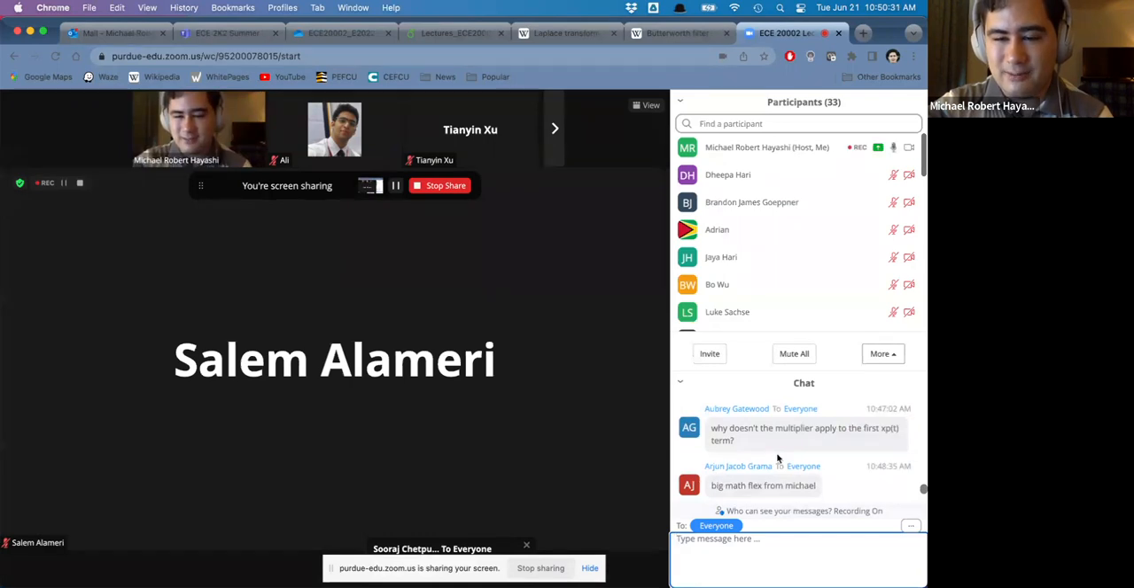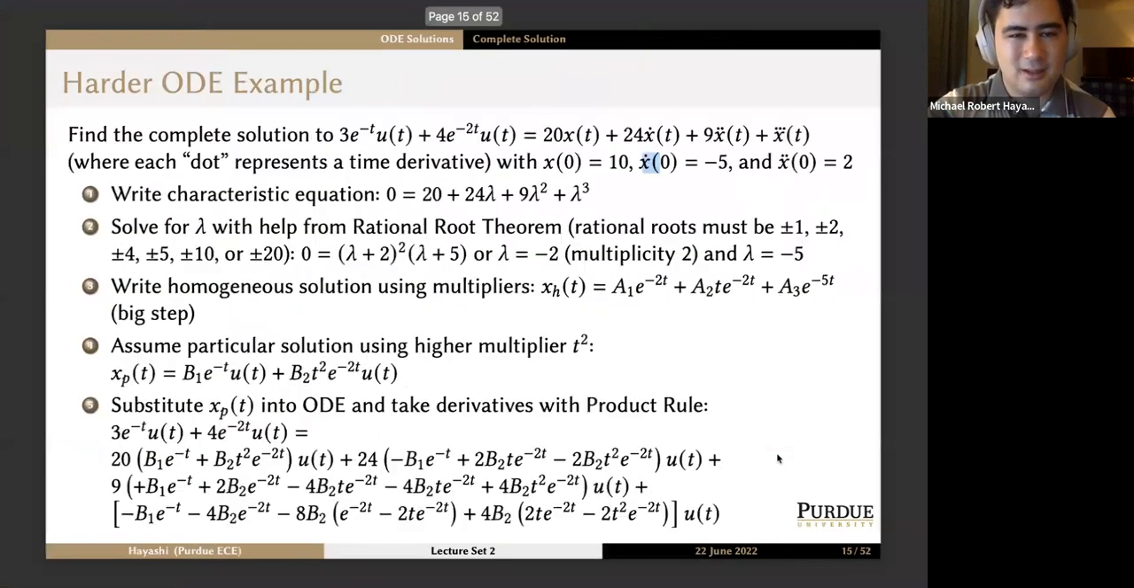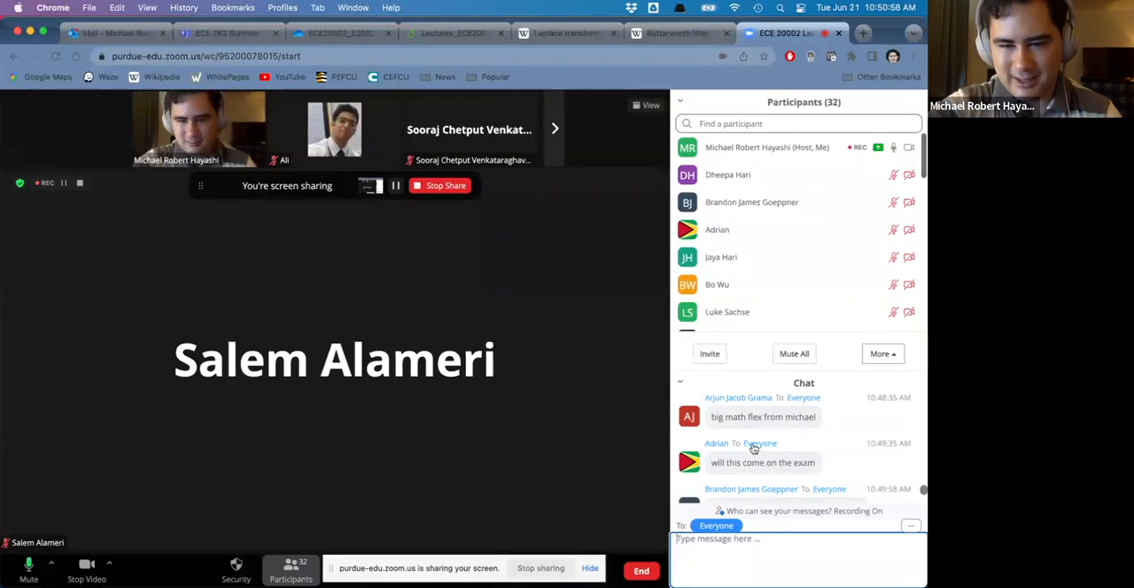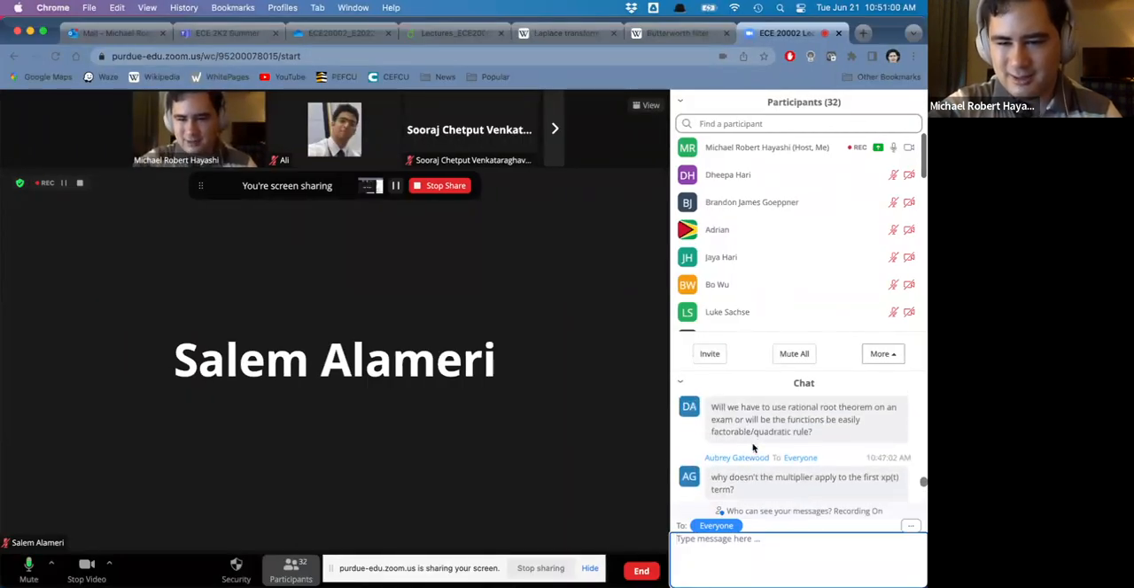Why doesn't the multiplier apply to the first x sub p term? Because there's nothing that matches e to the minus t in our third step of this problem. There's nothing that matches e to the minus t. So by linearity, we can say, okay, there's nothing that matches, so it's allowed to stay the same. However, this term matches 2 of the terms, so we need a t squared in front of it. Hopefully that answers your question from Aubrey.